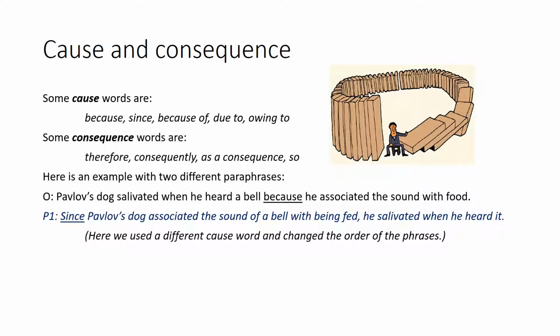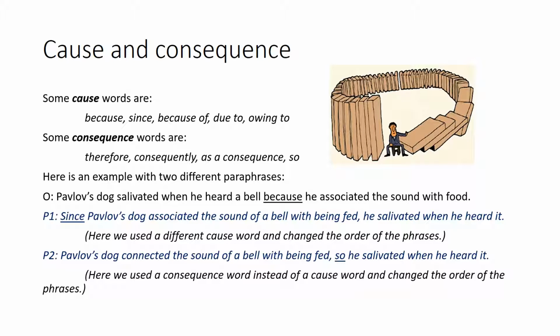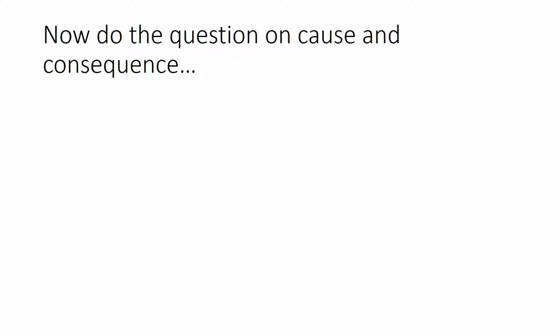Notice that we used a different cause word, since instead of because, and we also changed the order of the phrases. And here's another paraphrase. Here we used a consequence word, so, instead of the original cause word, because. And we also changed the order of the phrases. Now do the question on cause and consequence.